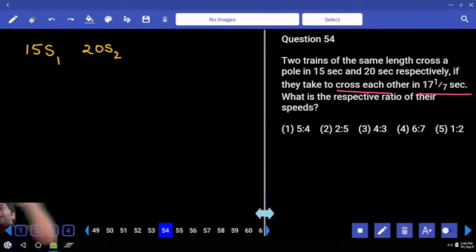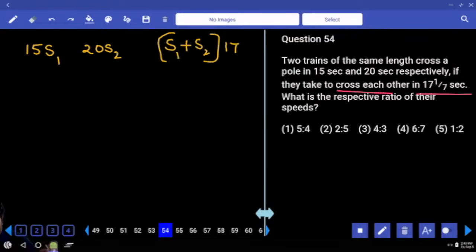Correct? If they are moving in opposite direction, relative speed is S1 plus S2, and distance covered is S1 plus S2 into 17 1/7. What is this called? Distance covered in that case is equal to train length 1 plus train length 2. Train length 1 plus train length 2 will be equal to this much only: 17 1/7 multiplied with S1, 17 1/7 multiplied with S2 also. Take 17 1/7 S2 to left hand side, 15 S1 to right hand side. 17 1/7 minus 15.